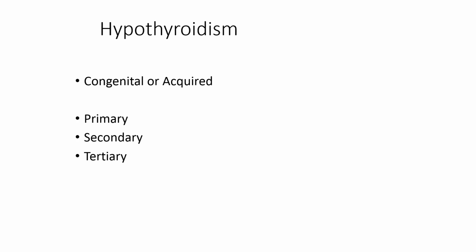Hypothyroidism can be congenital or it can be acquired. It can be primary, secondary, or tertiary caused. If it's congenital, that means it develops prenatally and it's present at birth. However, as you're going to see in just a second, with congenital, you may not always see the effects of the disorder immediately.